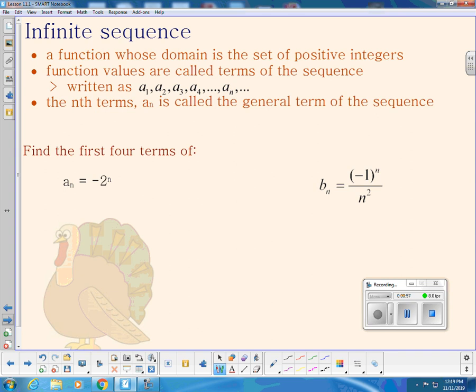So if I want to write the first four terms of this sequence, A sub 1 is negative 2 to the first power, which is negative 2. Easy enough. A sub 2, the second term, is negative 2 to the second power, which is negative 4. Now notice, I did not square the negative. It's not in parentheses. So when I'm looking at this formula, the power is only to the 2. It's not including the negative. If I wrote it that way, it'd be a different situation. Okay, so understand.